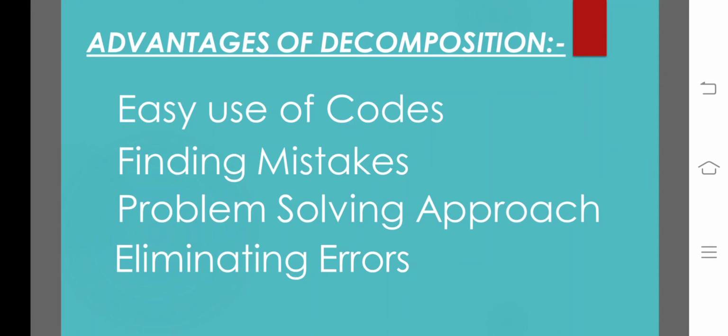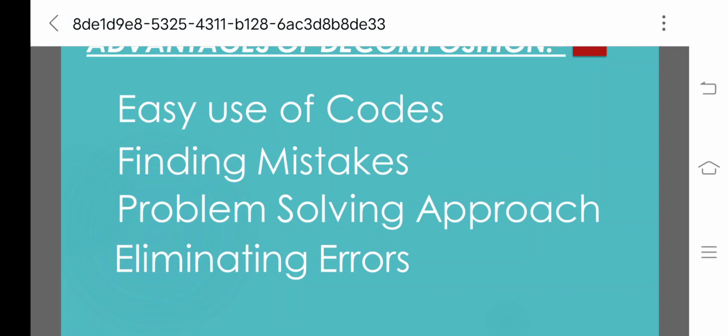Next, we will discuss the advantages of decomposition. The first advantage is easy reuse of code. Easy reuse of code means the availability of a decomposition makes it easier for programmers to copy and reuse important code for other work in a DBMS. Next, the second advantage is finding mistakes. Mistakes are quicker and easier to find with this sort of programming.